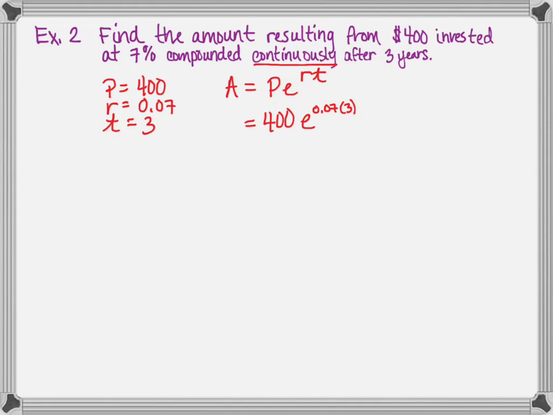So substituting in and calculating, we get A is equal to 493.471224, or rounding appropriately, $493.47.